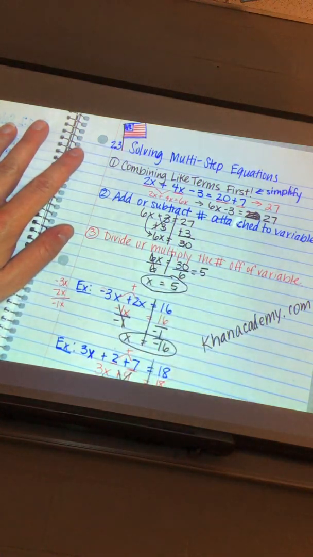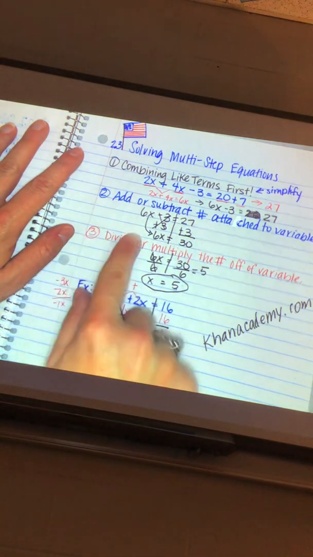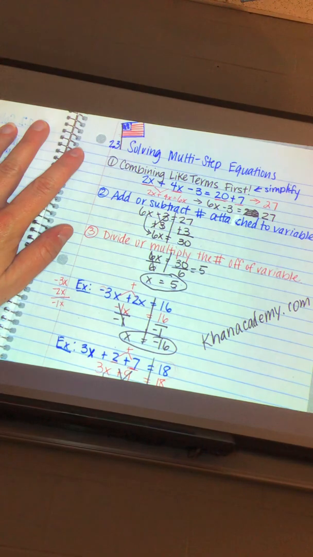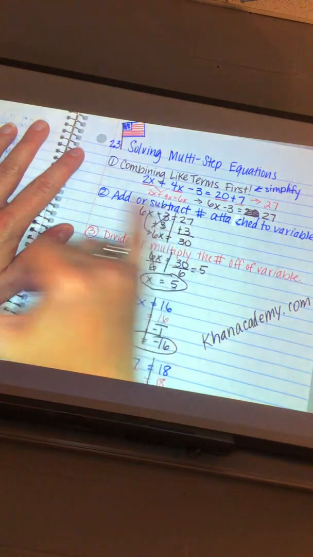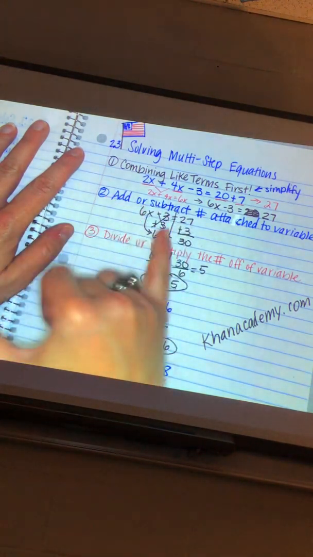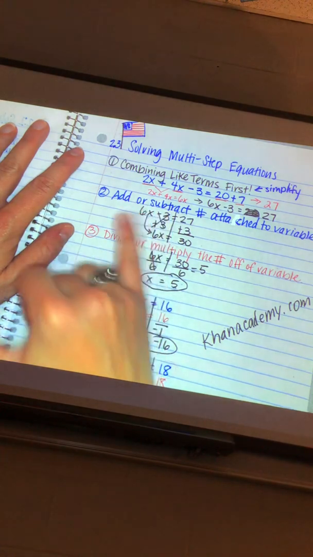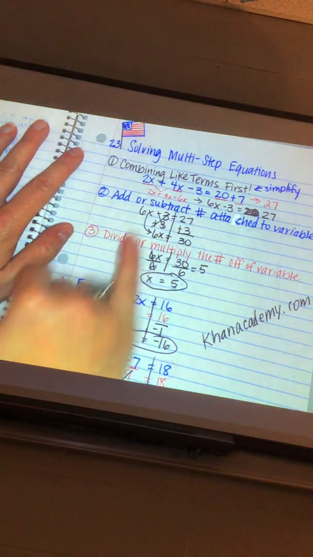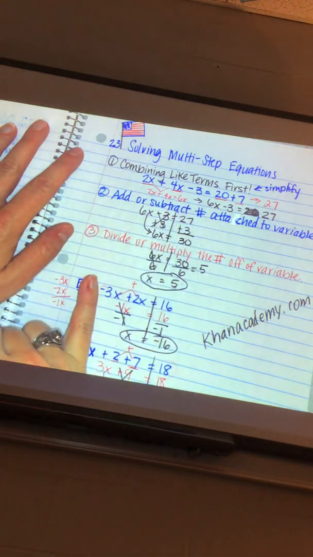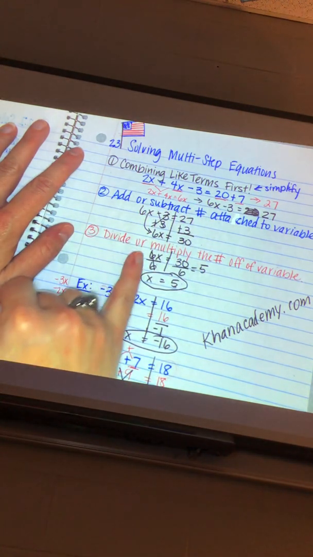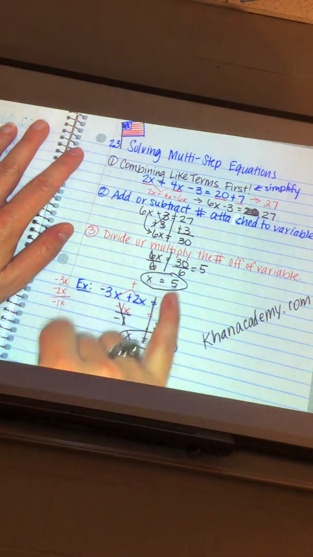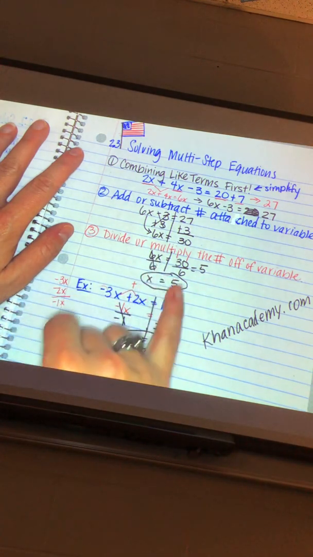Then the next step would be, remember the backwards PEMDAS, SADMEP. You would go to subtraction or addition to see what numbers are attached to the x term. Subtract or add those off, whatever they are, and you have to do it on both sides. Then you're going to go to divide and multiply. You'll divide that number off of the variable, and then you'll have the variable by itself.